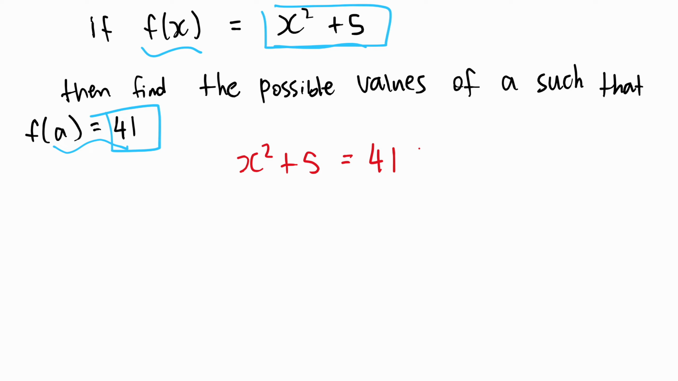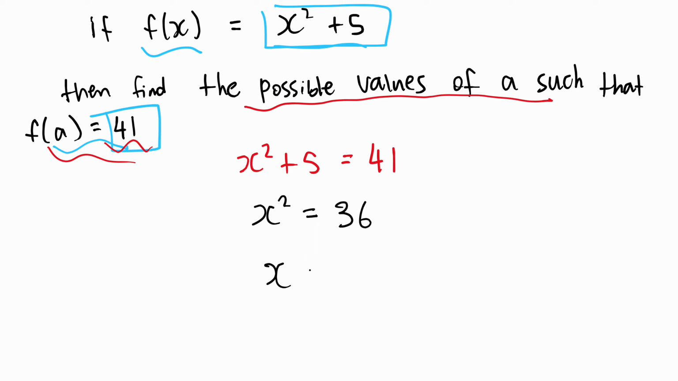I'll run through one more question just like this, to get rid of any discrepancies in understanding. The possible values of a such that it matches with this. So it means that x squared plus 5 needs to match 41. What are the possible values that match with f of a is 41? Now all we have to do is solve our equation. It's not even a function, it's just basic algebra now. We're going to minus 5 on both sides to give us 36. And we can square root both sides.